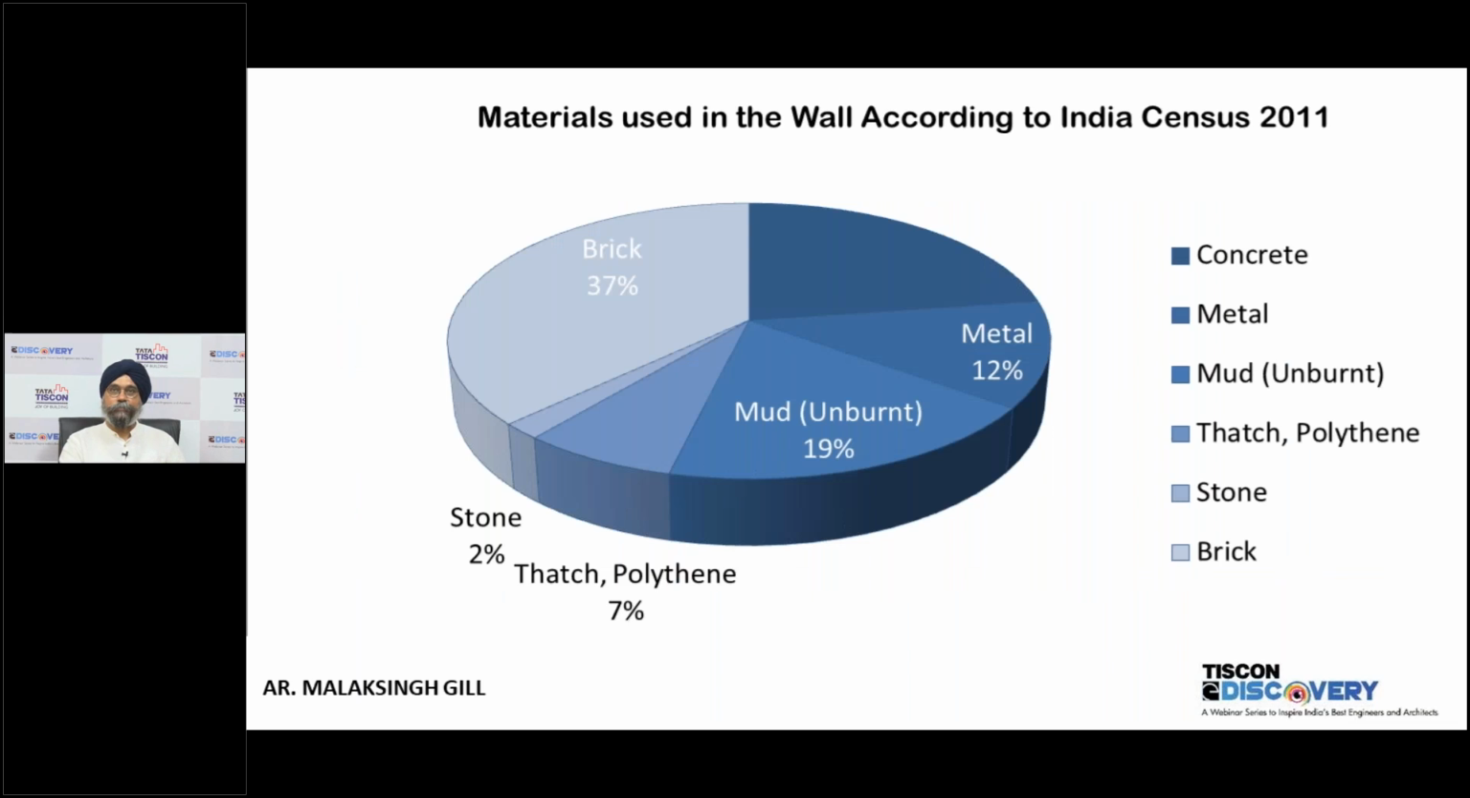This is to understand what materials are being used in the walls. In India, even today, 19% of walls, which is about 20%, which is one fifth of walls in India, are being made with unburnt brick, and 37% is brick. So it is a very interesting area to understand what is the choice and what is the major material being used in the walling systems in India.